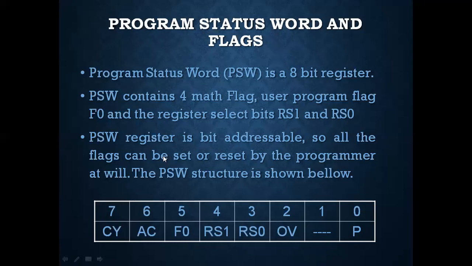Now, what are the functions of this program status word? We will discuss. Among these, you can see there are some math flags. There are 4 math flags: carry, auxiliary carry, overflow, and parity. Then the user program flag, that is F0, the general purpose flag, and the register select bits RS0 and RS1 here. Now, what are register select?